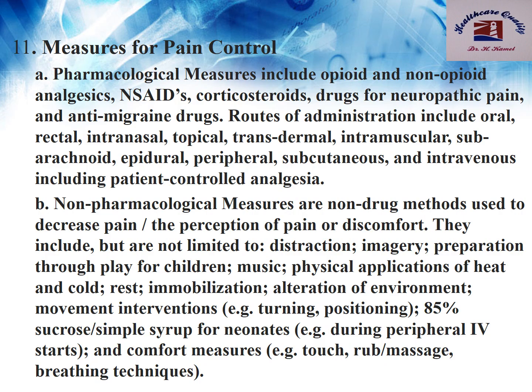Number 11, measures of pain control. A. Pharmacological measures include opioid and non-opioid analgesics, non-steroidal anti-inflammatories, corticosteroids, drugs for neuropathic pain, and anti-migraine drugs. Routes of administration include oral, rectal, intranasal, topical, transdermal, intramuscular, subarachnoid, epidural, peripheral, subcutaneous, and intravenous, including patient-controlled analgesia.